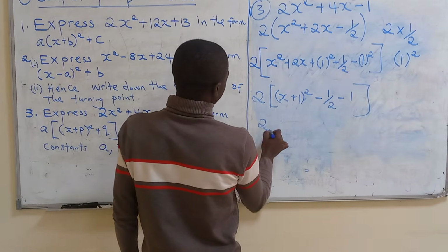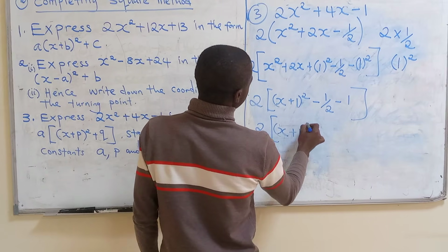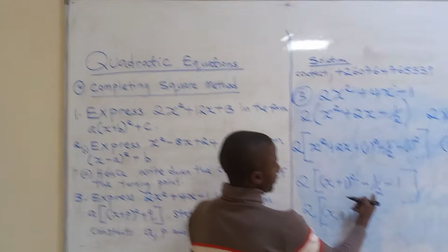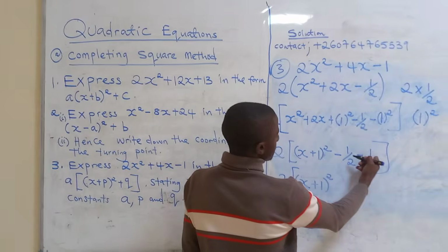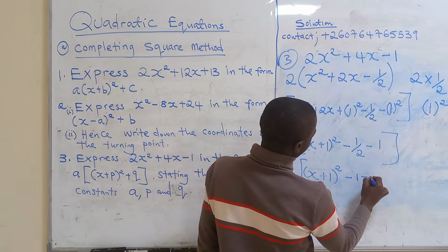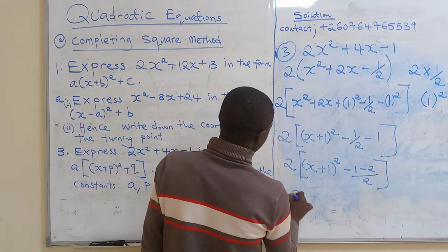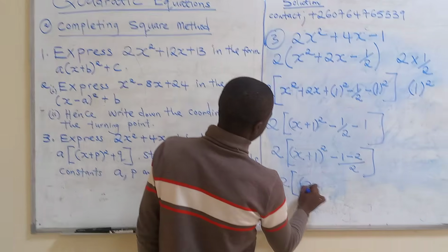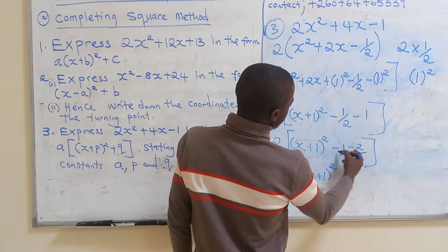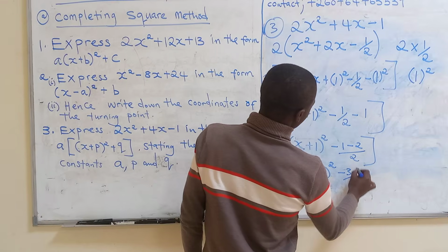So this is 2 x plus 1 squared. So here you are going to simplify. 2 times negative 1 is negative 2, which is negative 1 minus 2 over what? Over 2. So this is 2, open brackets, x plus 1 squared. So this is what? Negative 3 over 2.